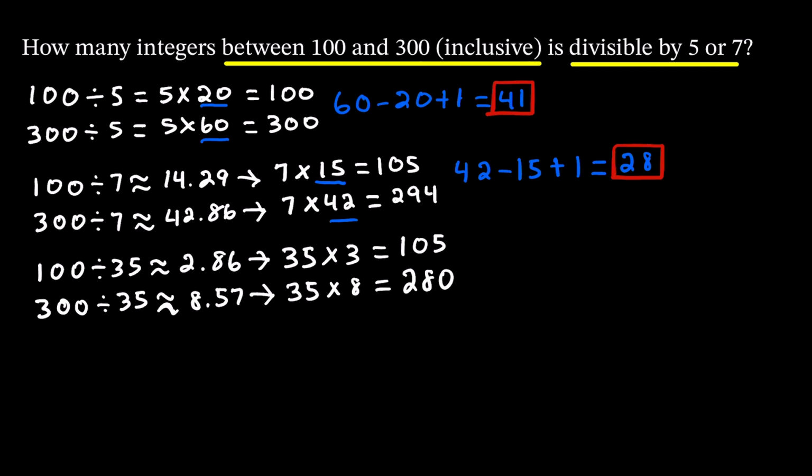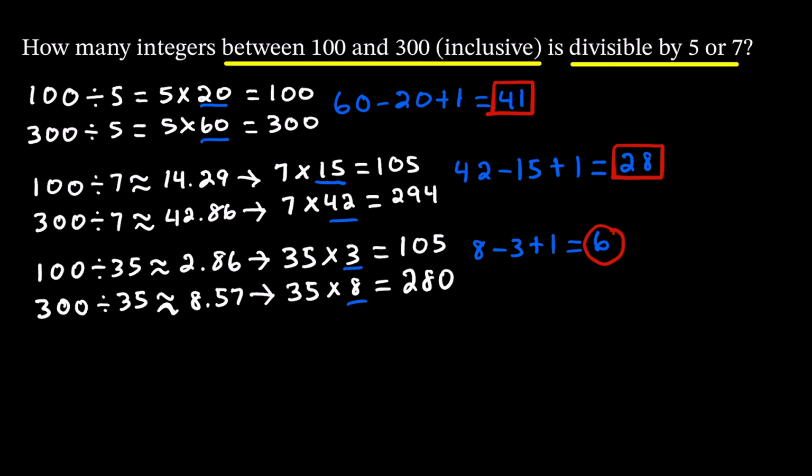So now, how many multiples of 35 are there in this range? Once we find that, we need to subtract them from our total. Again, we're going to take the largest number minus the smallest number plus 1. 8 minus 3 plus 1 gives us 6. So there are 6 multiples of 35.